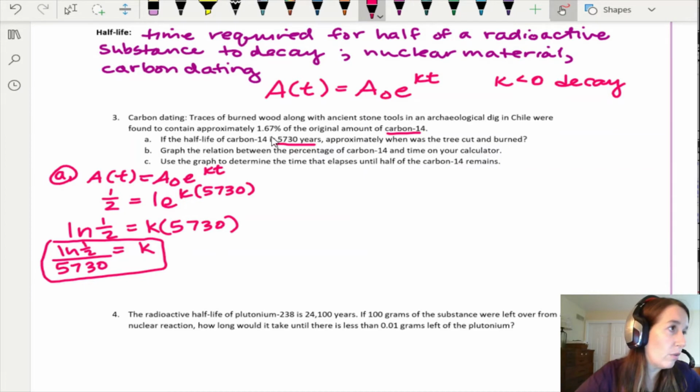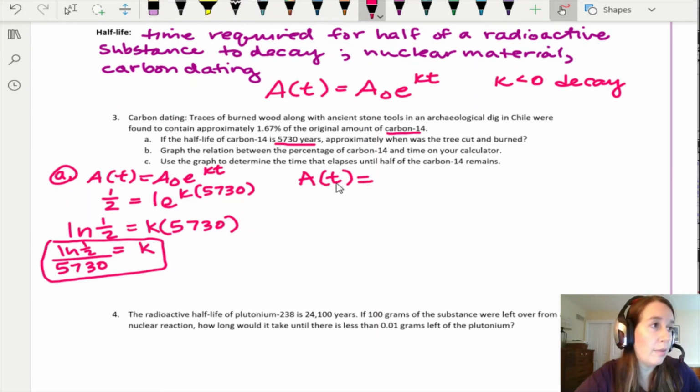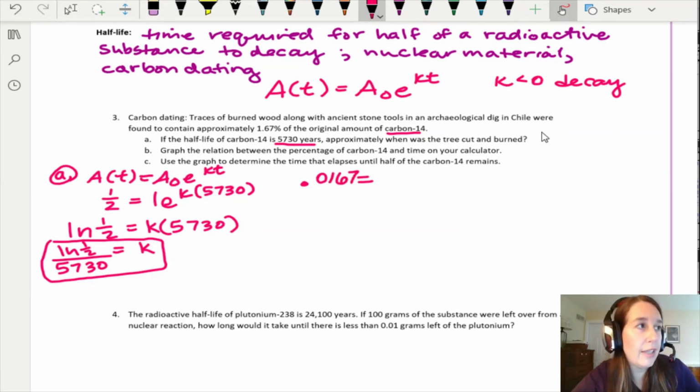Okay, so we know that 1.67% of the original amount is left. We're now looking for when, so we don't actually want A of t, we actually know the amount left. So that's 1.67%. If you use a percent, you're going to want to write it as 0.0167, so I'm going to write that up here: 1.67% is the number 0.0167. We can't use 1.67% in the problem, because that's out of 100.